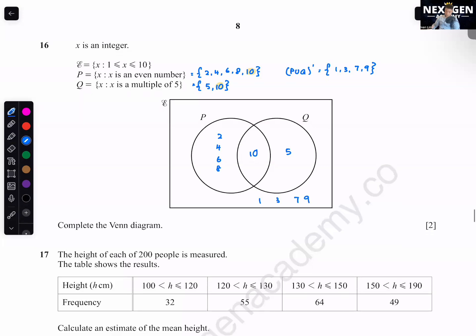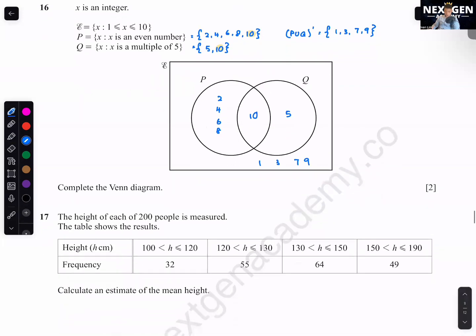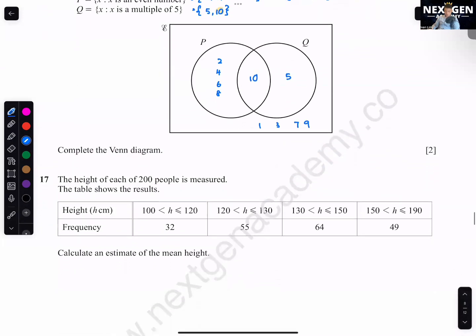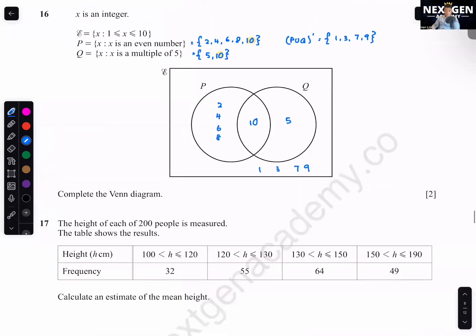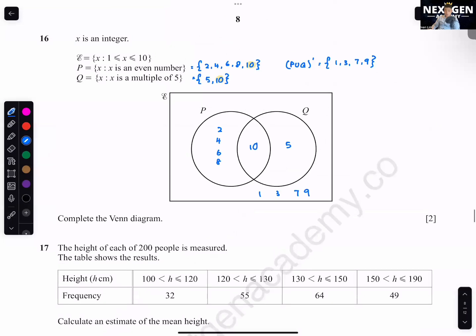Okay, next one. Question 17. The height of each of 200 people is measured. The table shows the graph. Sorry, someone asked a question. The column beside X is not a ratio. No. The column here, read it as is.